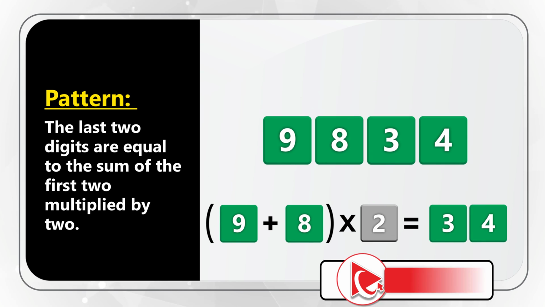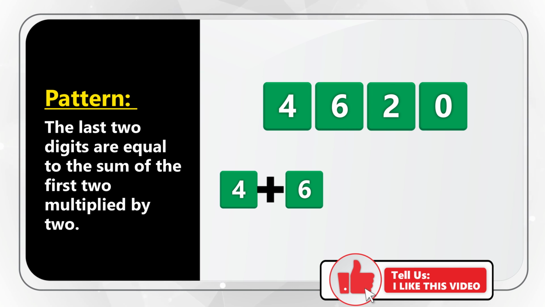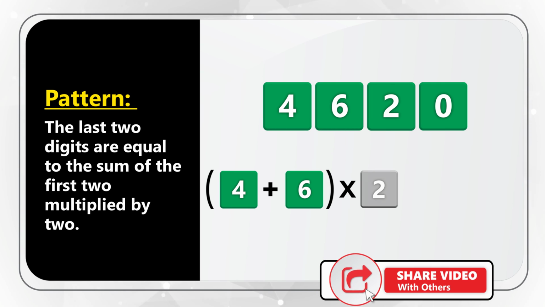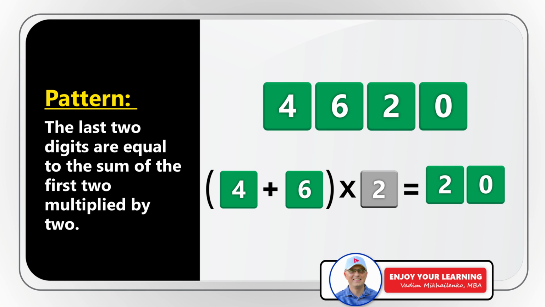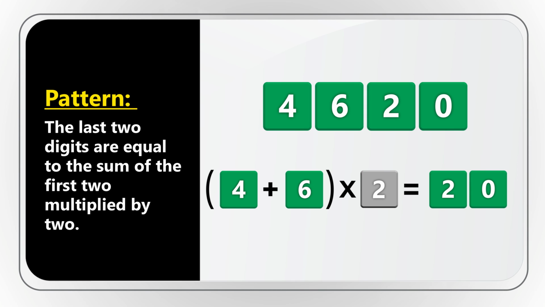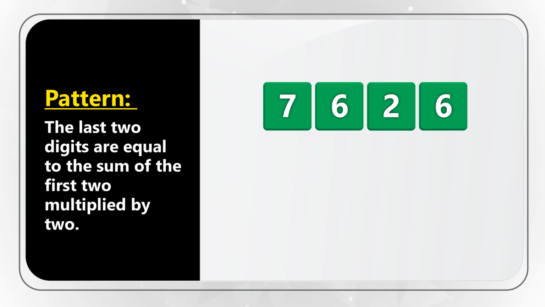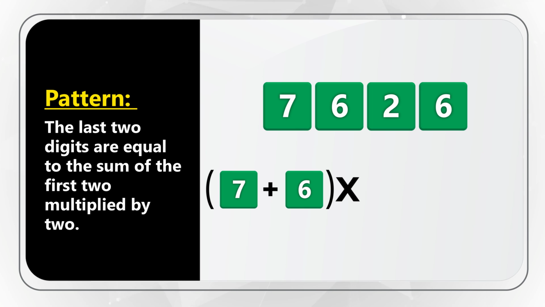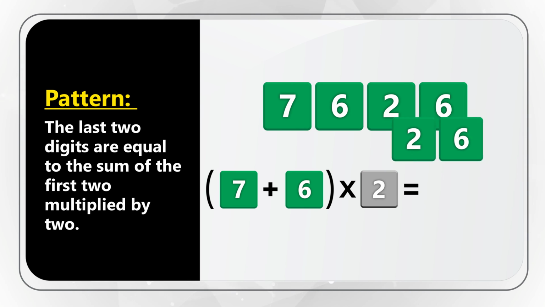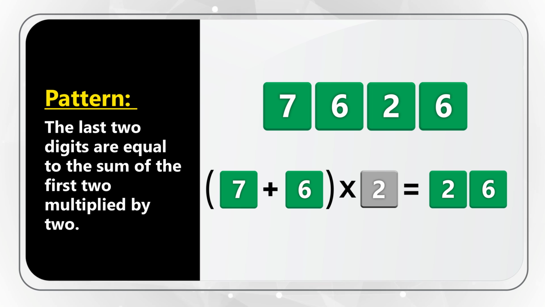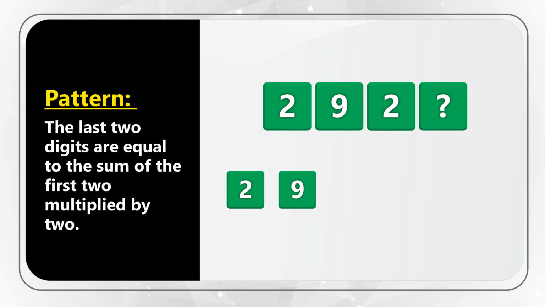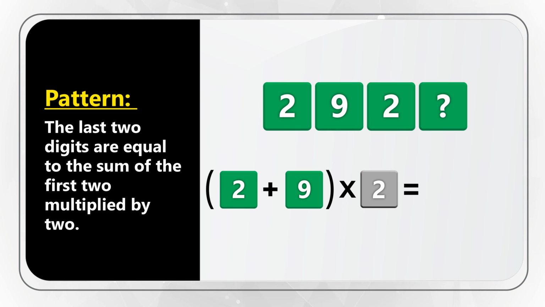Based on this logic, the third number would be (4 plus 6) multiplied by 2, which would be equal to 20, which represents the set of numbers 4, 6, and then 20. And then the last row would be (7 plus 6) multiplied by 2, which would be 13 multiplied by 2, which would be equal to 26. So the missing number would be calculated as (2 plus 9) multiplied by 2 equals 22. So the correct answer here is choice A, 2.